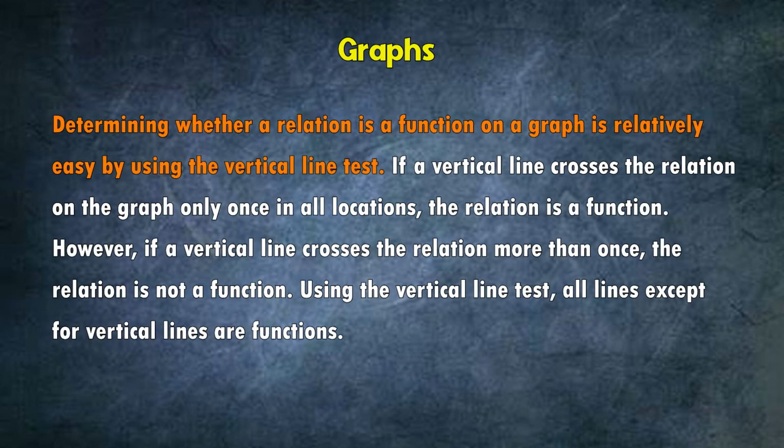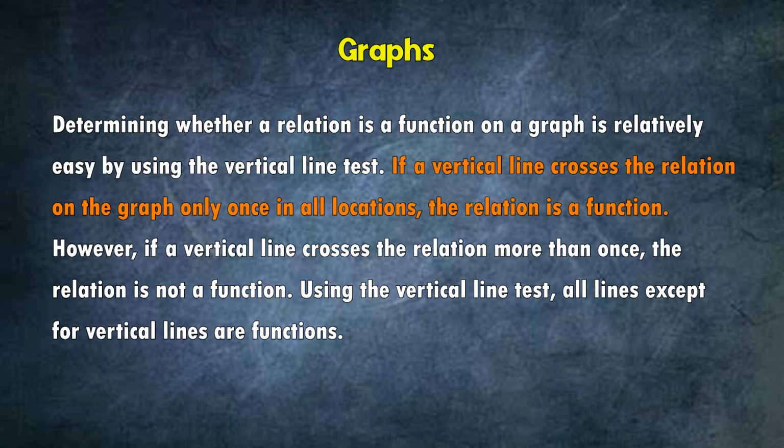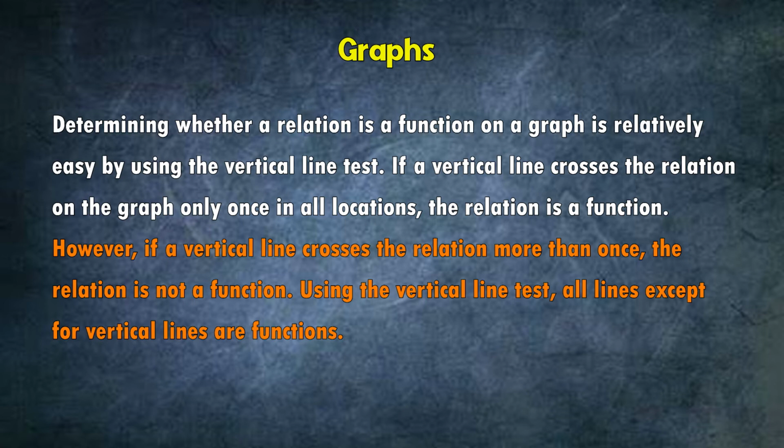Graphs. Now, determining whether a relation is a function on a graph is relatively easy by using the vertical line test. If a vertical line crosses the relation on a graph only once in all locations, the relation is a function. However, if a vertical line crosses the relation more than once, the relation is not a function. Using the vertical line test, all lines except for vertical lines are functions.